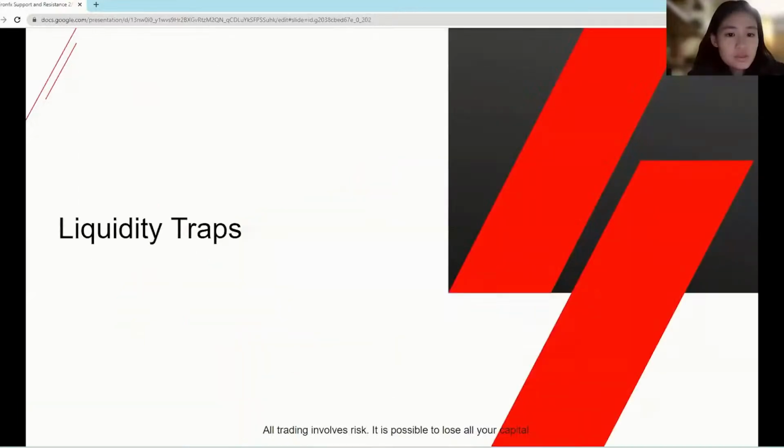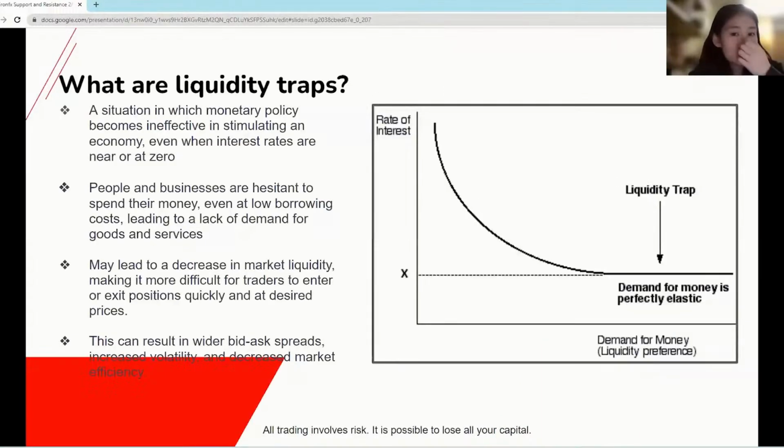Okay, let's just get into our next section, which is liquidity traps. So what are liquidity traps? So it's a situation in which monetary policy becomes ineffective in stimulating an economy, even when interest rates are near or at zero. So this occurs because people and businesses are hesitant to spend their money, even at low borrowing costs, leading to a lack of demand for goods and services.